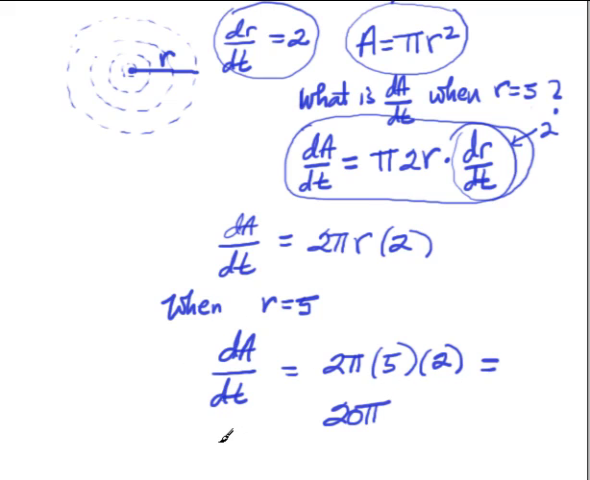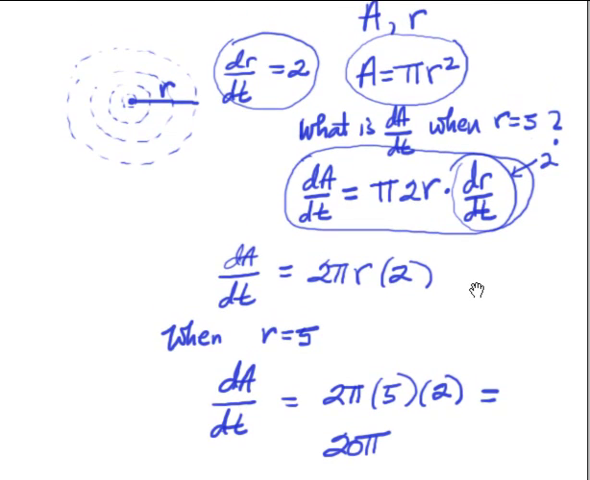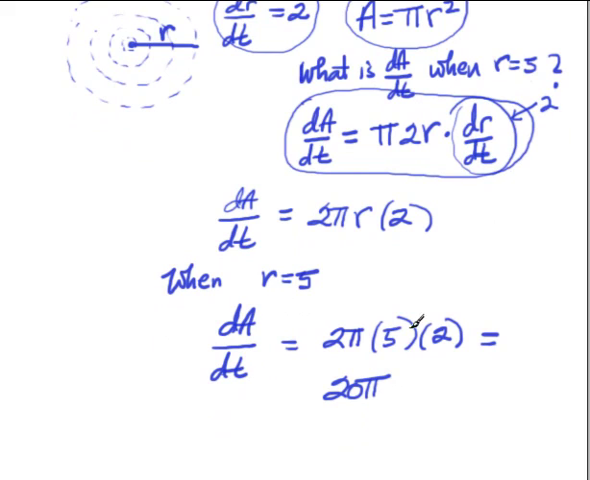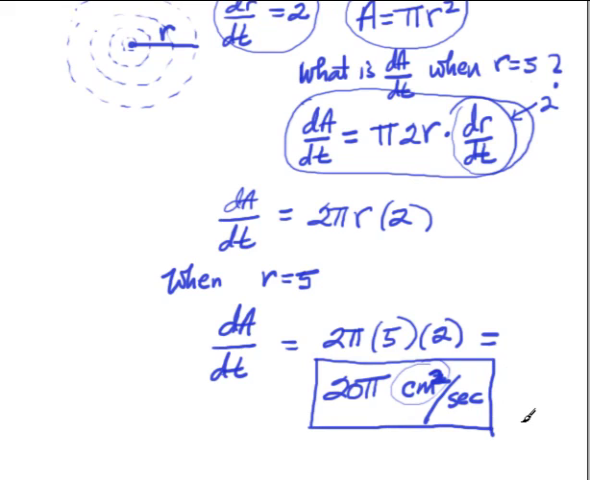Well, A is an area, and the units that we're using are centimeters and seconds. So since A is an area, dA dt would be square centimeters per second. It's a rate, so it's per second. And an area, so it's not centimeters per second, but centimeters squared per second, because area is measured in square units. So that's dA dt when r is equal to 5.